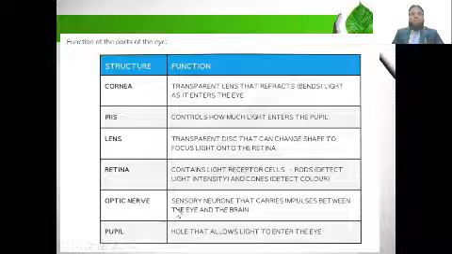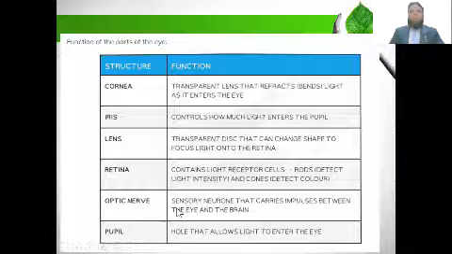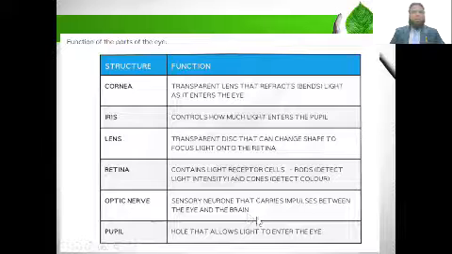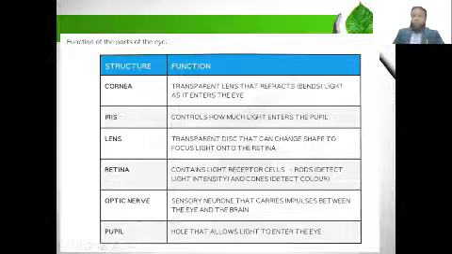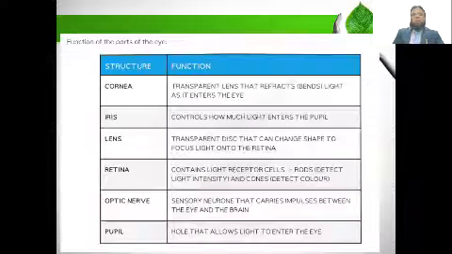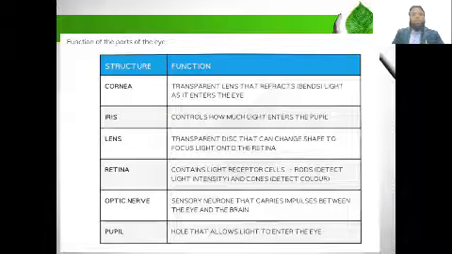And the optic nerve is responsible for carrying the impulses between the eye and the brain. And the pupil is the hole that allows the light to enter the eye. So these are different structures. What are their functions?